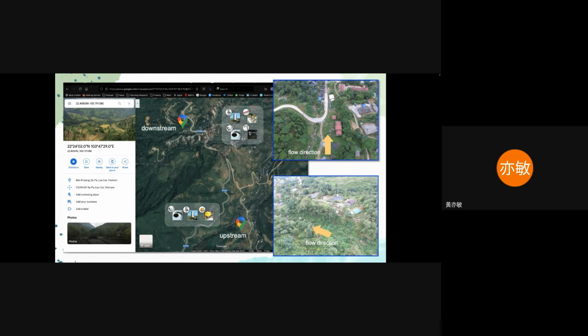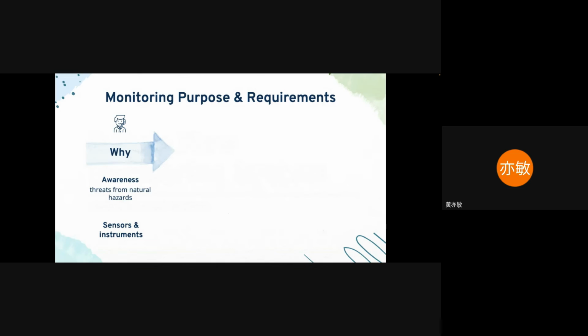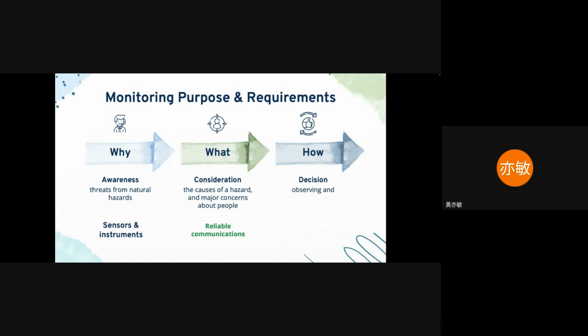And we set up the CCD camera at the downstream locations. We send out all the data, which will be collected and transmitted back to our base station and downstream. So this is the operation system. Again, it's a similar question.